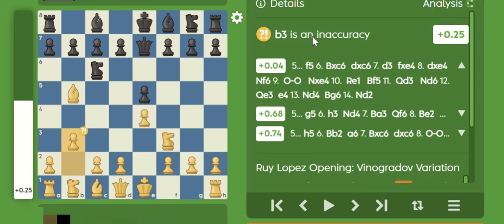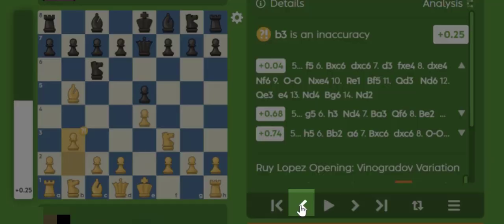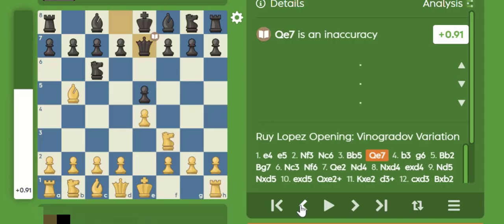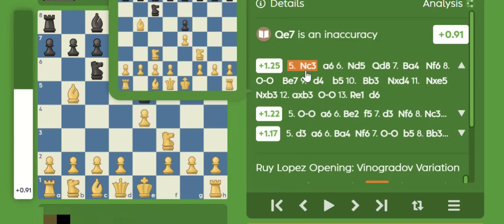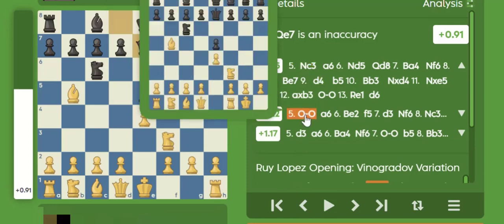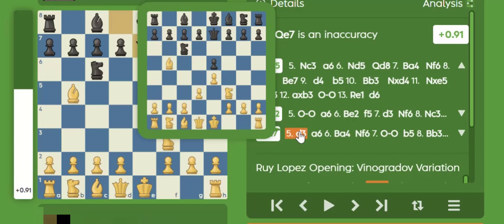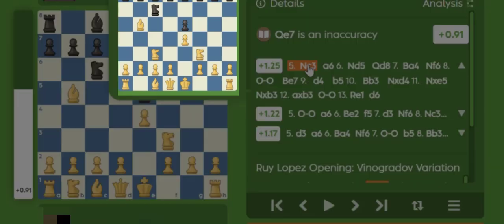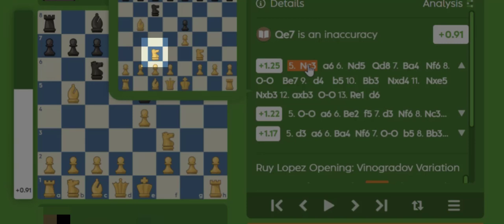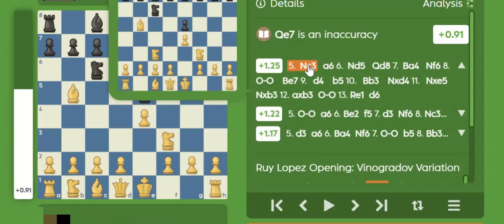If you're interested in knowing what your better moves could be, you can click the back arrow here, and it'll take you back to the move. And you can see knight to C3 would have been the best move. Castling would have been the second best move, and D3 would have been the third best move. If you click here on NC3, you can see this little chessboard, and you can see where the knight has moved to C3.